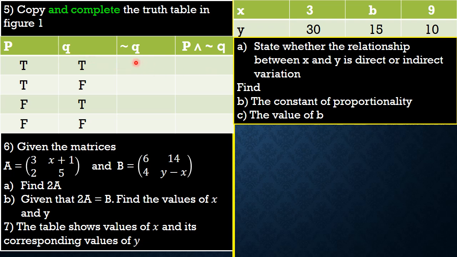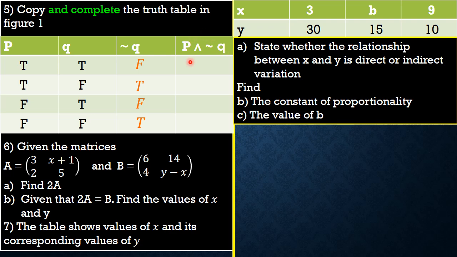Friends, negation of Q simply means not Q. Okay, that's the opposite of Q. Let's look at the column for Q. Here is true, right? So the negation of Q here has to be false. Here is false. The negation of Q here has to be true. Here is true. The negation of Q here has to be false. And here is false. Not Q here has to be true. Great. So that's it.